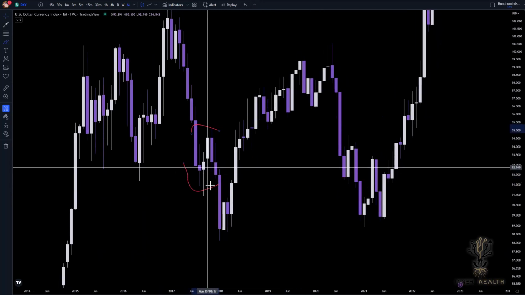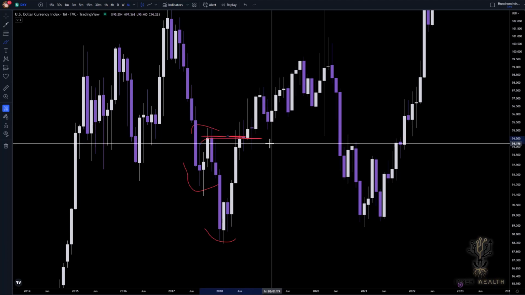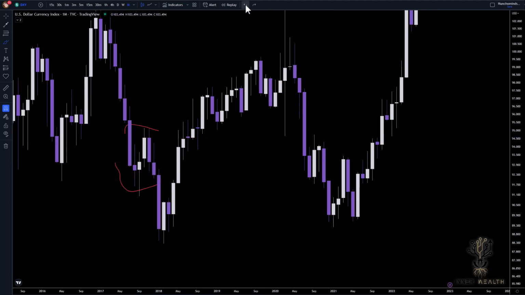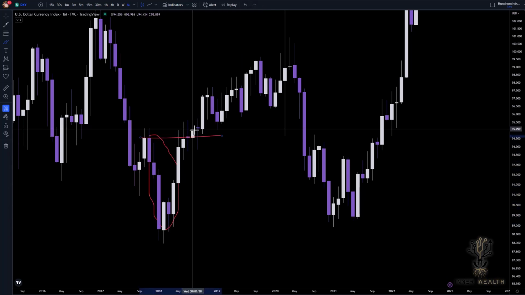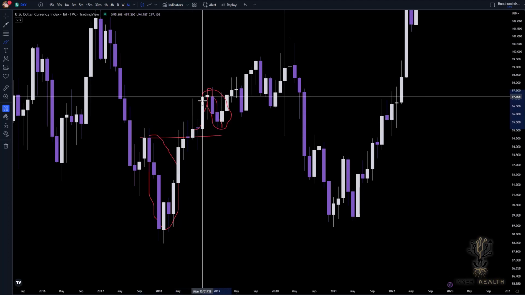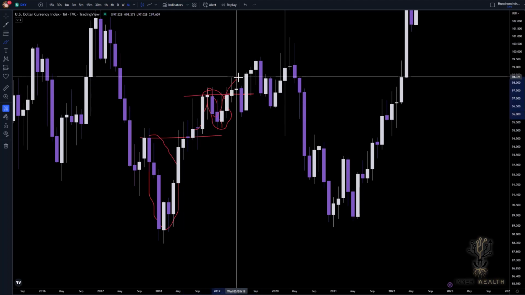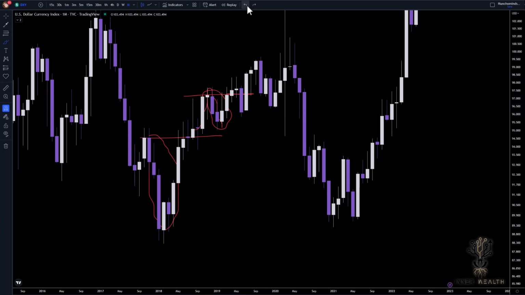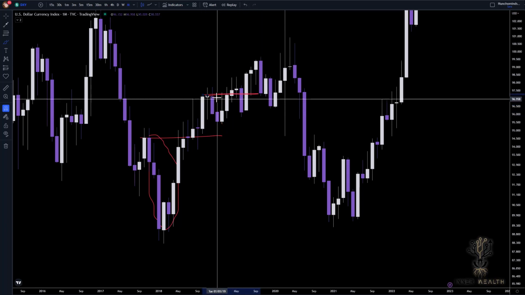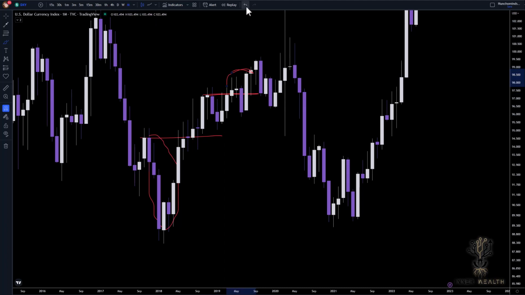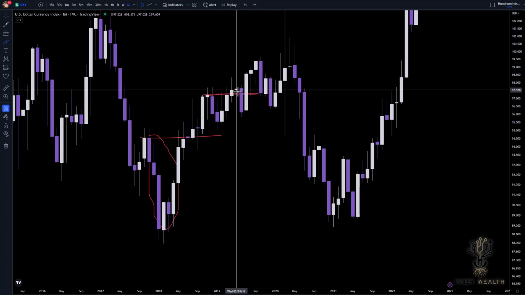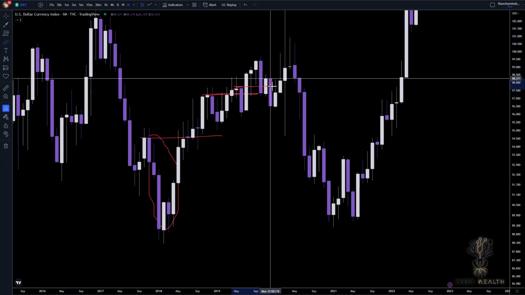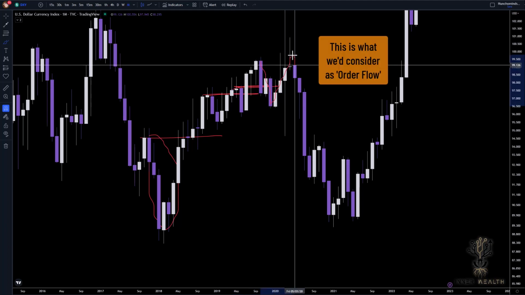Every time we break structure to the upside, like right here, every down push now becomes a previous area of support. So you see this entire down push here, every down push becomes a previous area of support. And we come up, create another low, then we trade above it. See how price comes down into it, finds your new level of support, and then we create a new high. After we create a new high, we come back to that level of support, and we create a new high again.